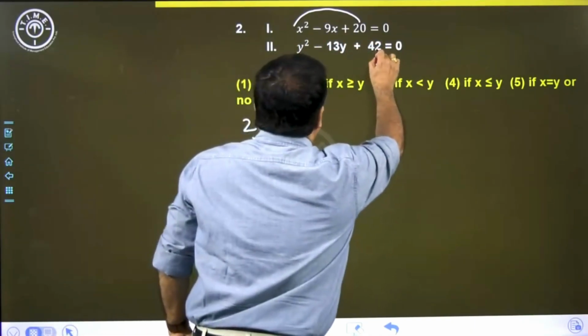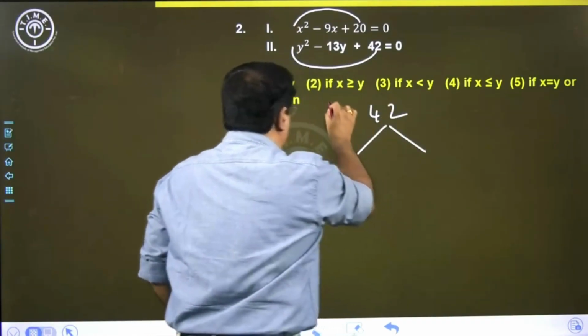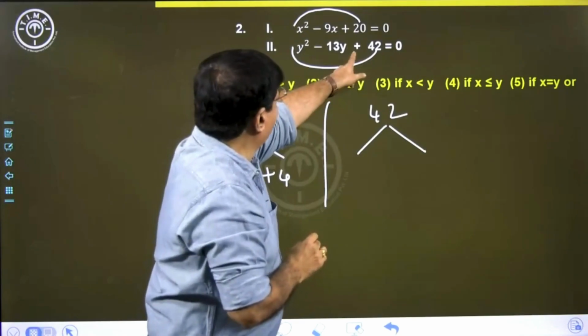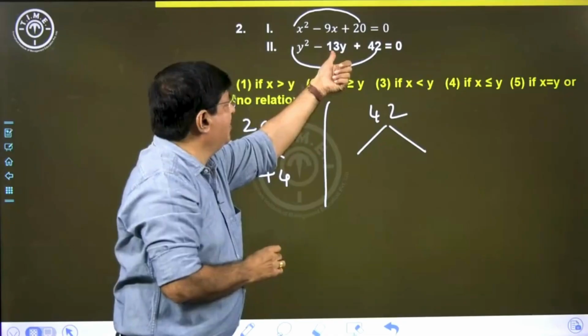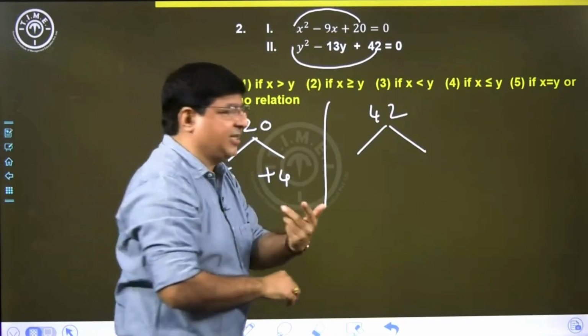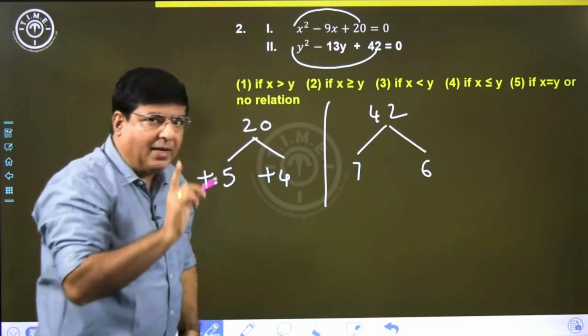What is the number here? 42 into 1. Second equation. 42 into 1 is 42. What is the sign of 42? Plus. So two numbers whose product is 42 and sum gives me 13. 7 and 6. 42. Bigger number first. Don't forget this most important point. Bigger number first.